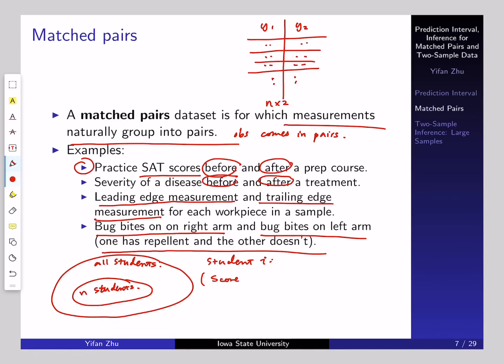So it is score before and score after. So for each student i, we have a pair of measurements. So although it's just one sample, for each observation in this one sample, we have a pair of measurements. So data come in pairs.